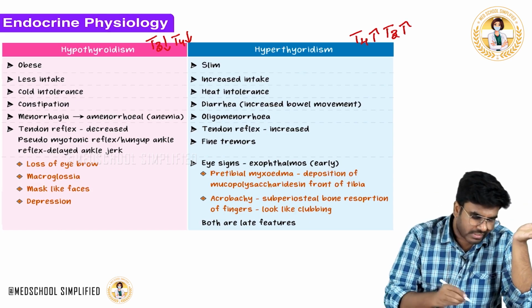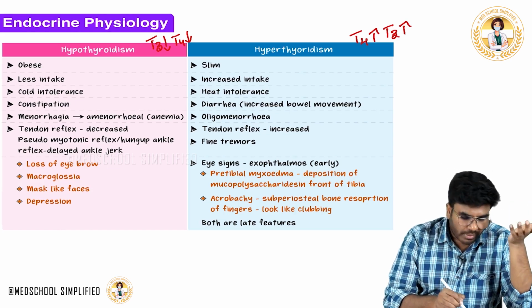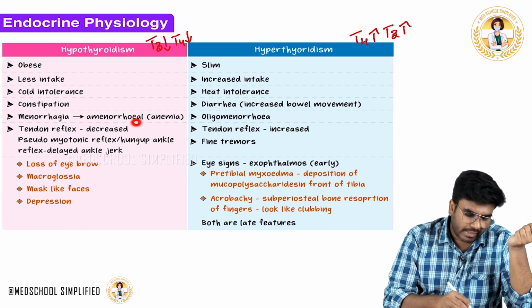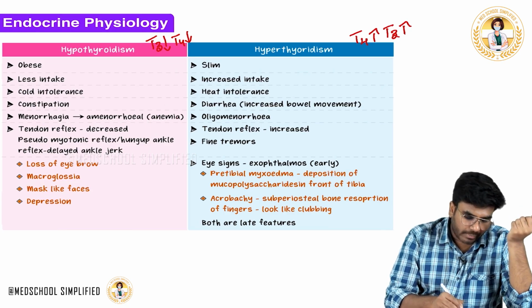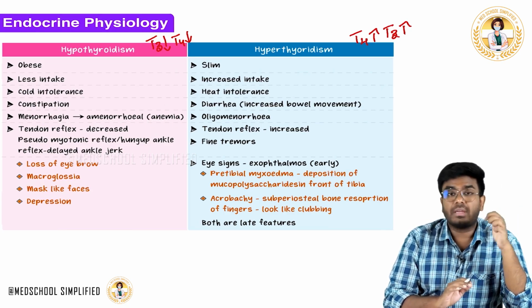Initially it will start with menorrhagia, but after a few months she will end up in amenorrhea. Too much blood loss can even lead to anemia.